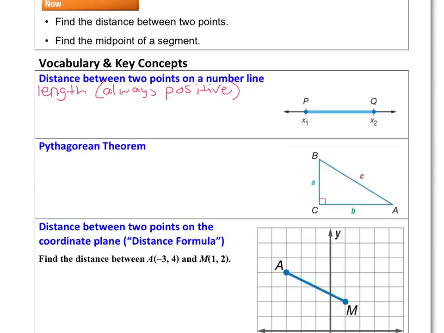Okay, so here in the diagram we have points P and Q on a one-dimensional number line, and we read these as x sub 1, x sub 2. I want you to write that down. Take a moment right now and write that in your notes. x sub 1, x sub 2. And they are merely placeholders for a real number that represents these points' locations on the number line.